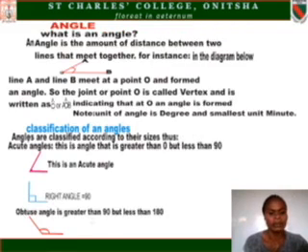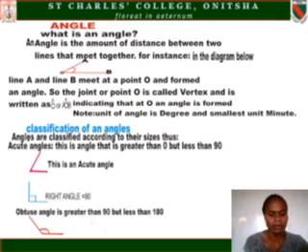Now, the main topic. Angle. What is an angle? An angle is the amount of distance between two lines that meet together. For instance, in the diagram below, line A and line B meet at a point O and form an angle. So the joint or point O is called the vertex and is written as angle O or AOB, indicating that at O an angle is formed. Note, the unit of an angle is the degree, or the smallest unit is the minute.